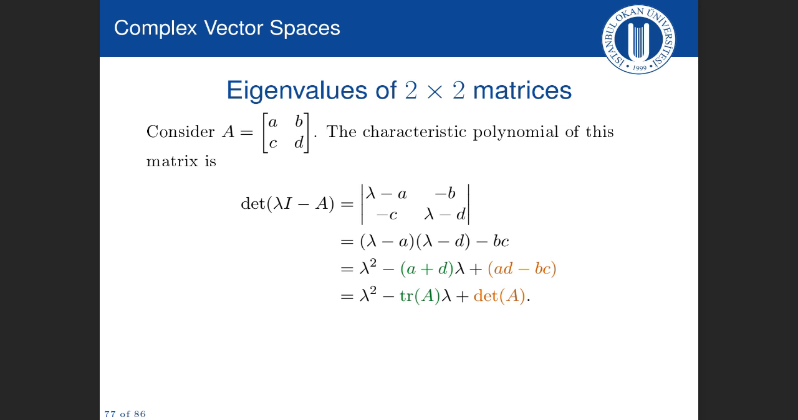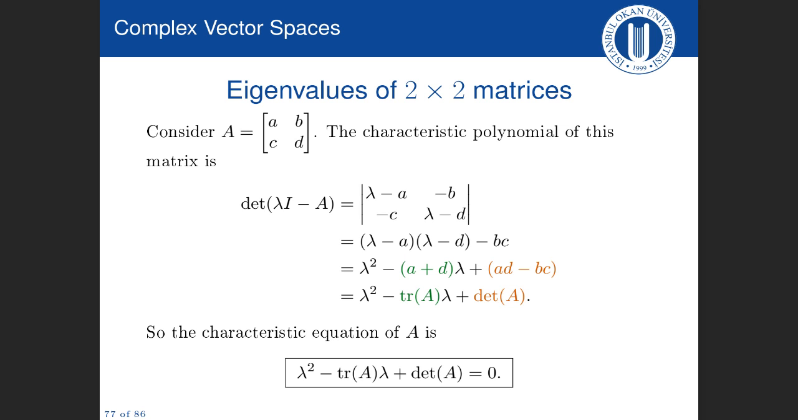The characteristic polynomial of a 2 by 2 matrix is always λ² minus the trace of the matrix times λ plus the determinant of the matrix. Put an equal to 0. The characteristic equation of a 2 by 2 matrix is always λ² − tr(A)λ + det(A) = 0.